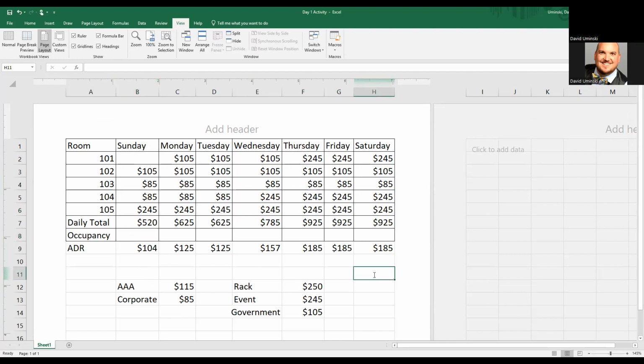All right, so once you get the daily totals, go ahead and add up what your total revenue is for the week.